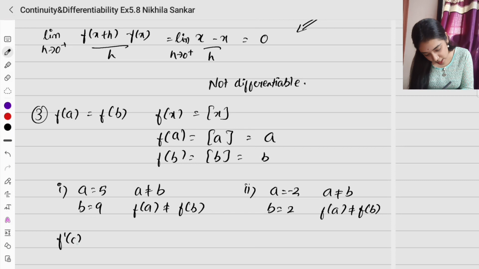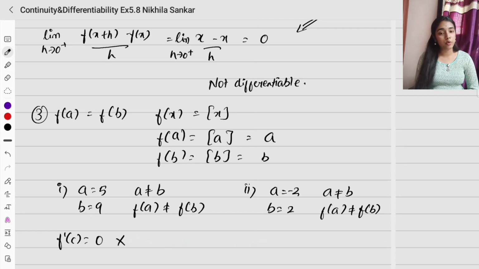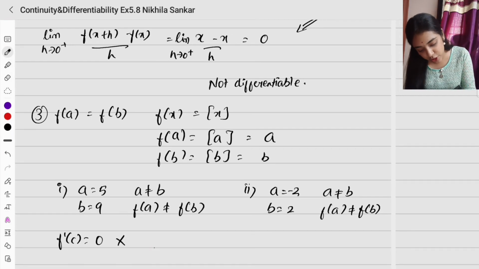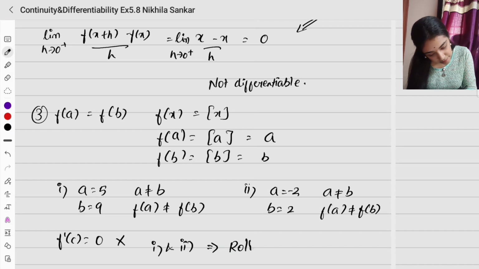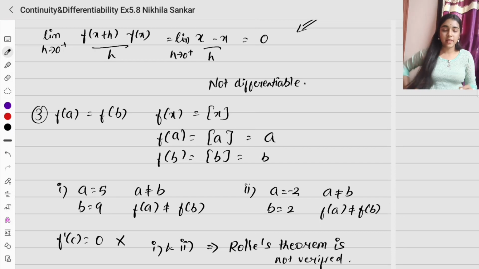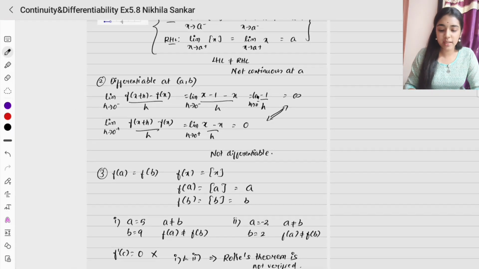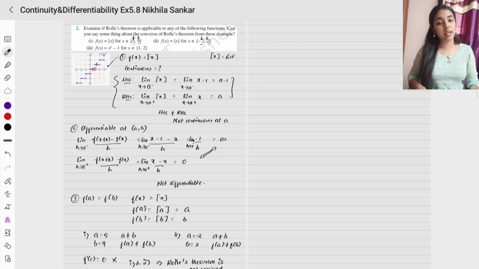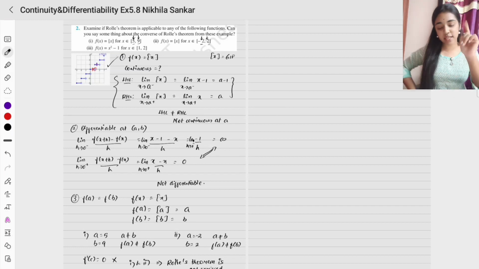So we cannot even go to the condition f dash of c equals 0 because the given function is not differentiable. Correct? So for the first and the second subsection, Rolle's theorem is not verified. Okay, it is not continuous, it is not differentiable. If Rolle's theorem is not satisfied, the mean value theorem is not satisfied. Yeah, because it is not continuous and differentiable. So mean value theorem will also give the same result, but I am not going to prove that for the mean value theorem. It is going to be a 6th question in the exercise.